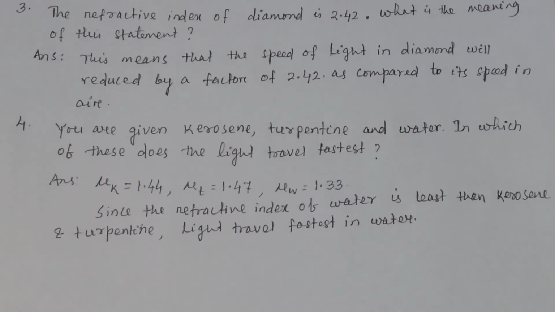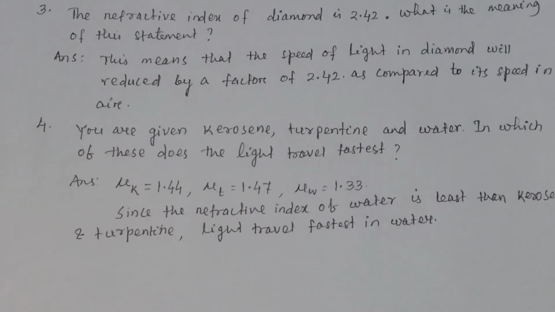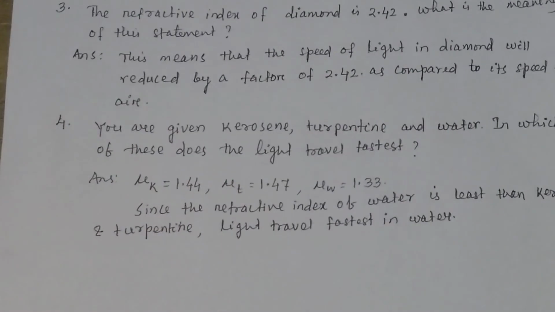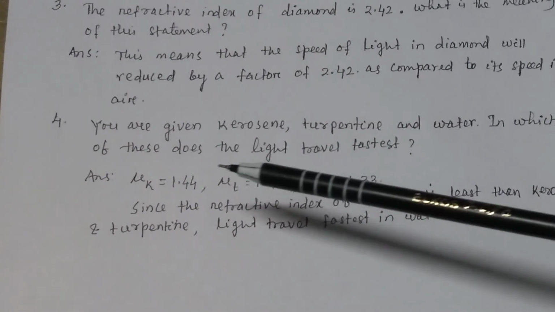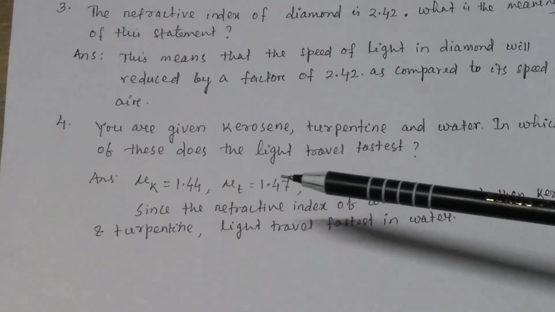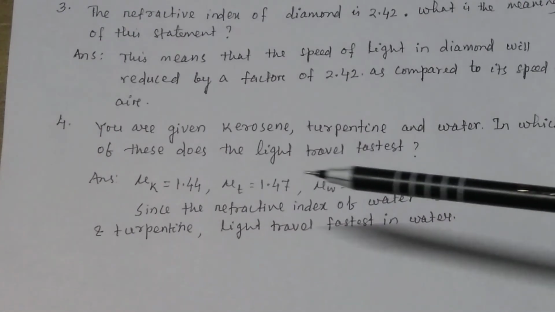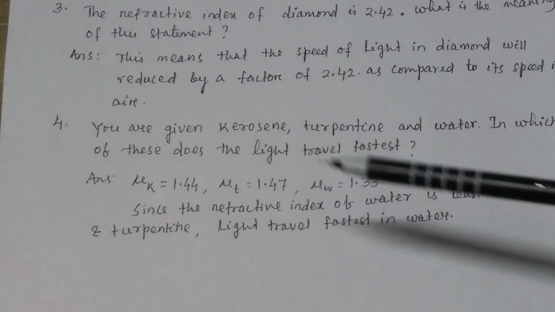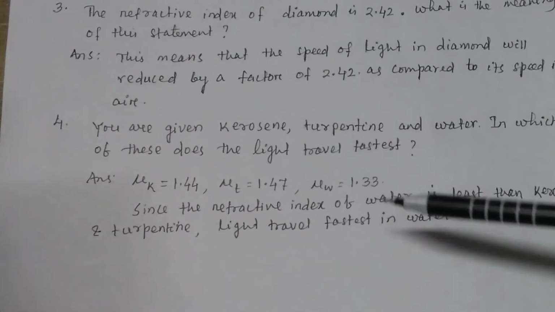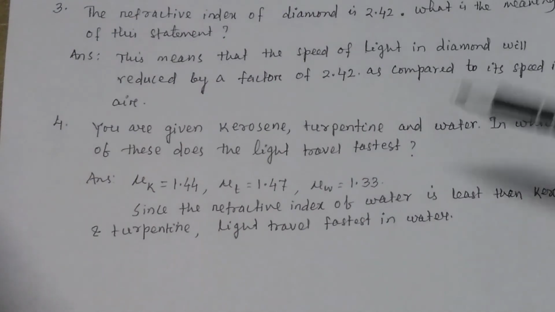Next question. You are given kerosene, turpentine oil and water. In which of these does the light travel fastest? So we know the refractive index for kerosene is 1.44, the refractive index of turpentine oil is 1.47 and the refractive index of water is 1.33. So if you compare this, the refractive index of water is least among the three. So the refractive index of water is less than kerosene and turpentine oil. So light travels fastest in water.